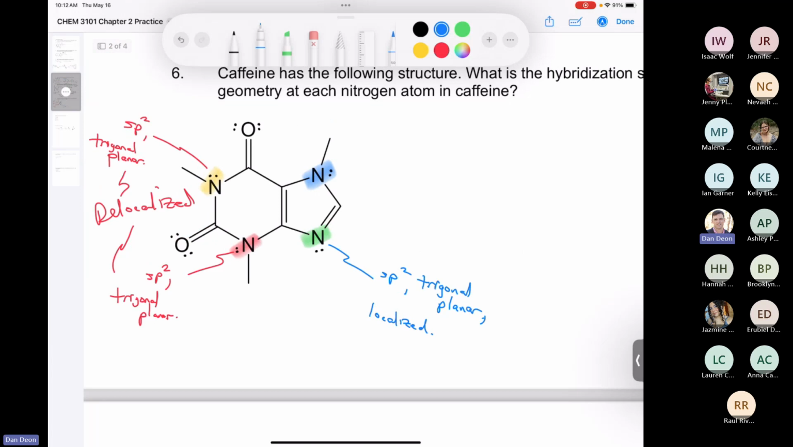And then what about the last one? That lone pair in blue. I'll use my black pen this time. Can that lone pair participate in resonance? Yes or no?